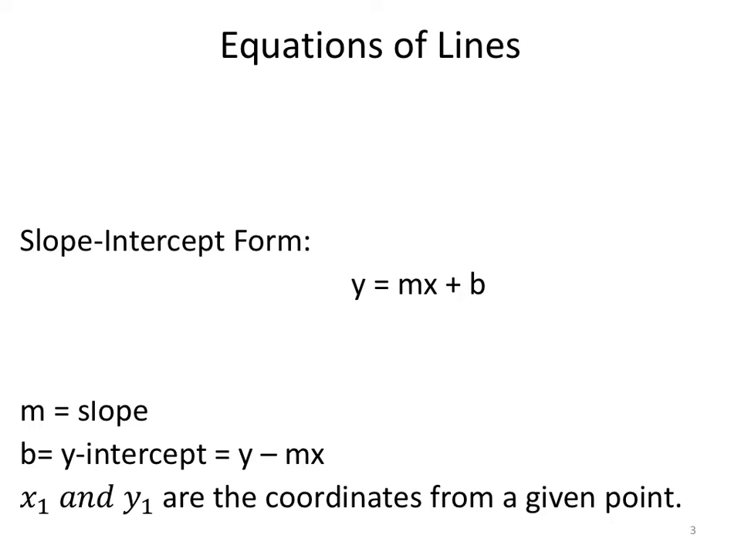Don't forget that the m is the slope and the b is the y-intercept. There's a little equation there for you. It's not necessary that you know that, but you could solve for the y-intercept by taking a y value and subtracting the slope times the x value that corresponds with it. It's just there in case you guys want it.